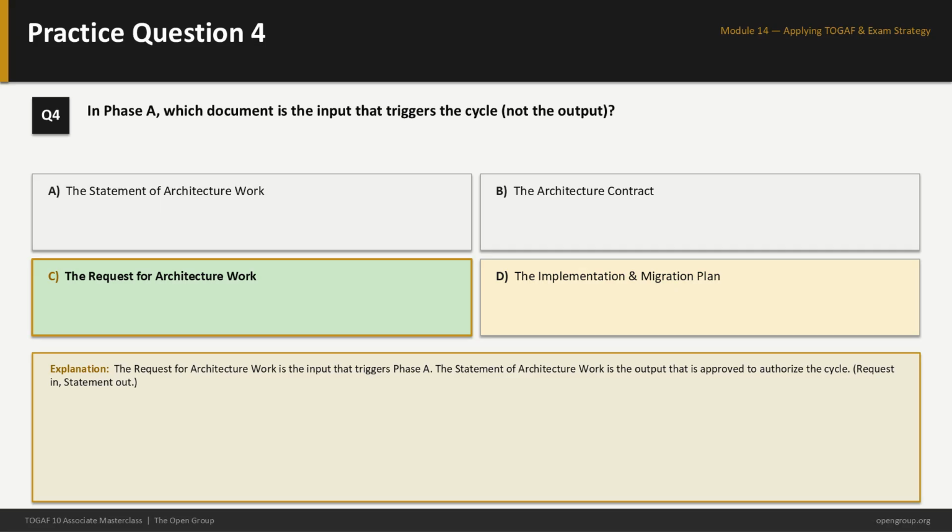Question 4. In Phase A, which document is the input that triggers the cycle, not the output? Pause to consider your answer. The correct answer is C. The request for architecture work. The request for architecture work is the input that triggers Phase A. The statement of architecture work is the output that is approved to authorize the cycle. Request in, statement out.